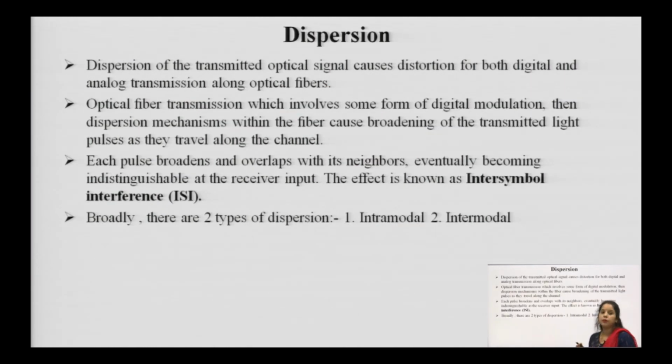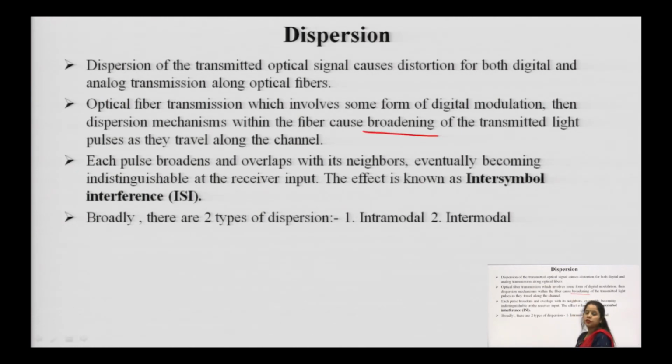Now, the most important type of attenuation, that is the dispersion. And what is this? Dispersion of a transmitted optical signal causes distortion for both digital and analog transmission along optical fiber. That means it is applicable for both analog and digital communication signals. In optical fiber transmission which involves some form of digital modulation, the dispersion mechanism within the fiber causes broadening.